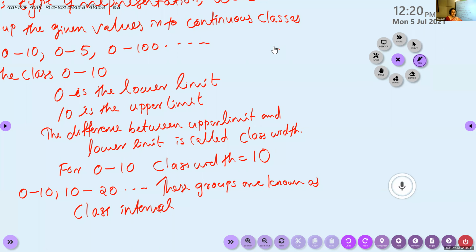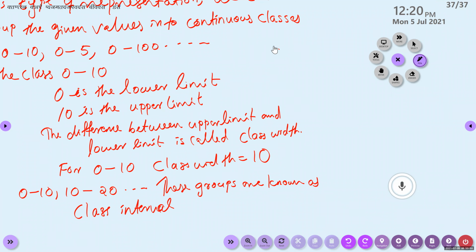And its frequency. How many workers are getting a salary between 100 to 125? 45. So frequency means how many workers are getting a salary between 100 to 125. The frequency 45 indicates that there are 45 workers getting a salary between 100 to 125. Is it clear about the first class?